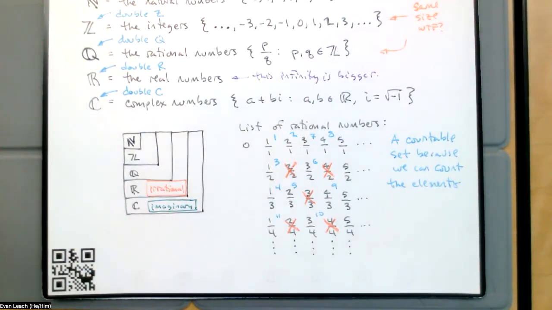And every rational number gets paired with a natural number. So the sets are the same size. I'm being a little bit casual by saying that the sets are the same size. I'm saying that the cardinality of each set is the same. Any questions?